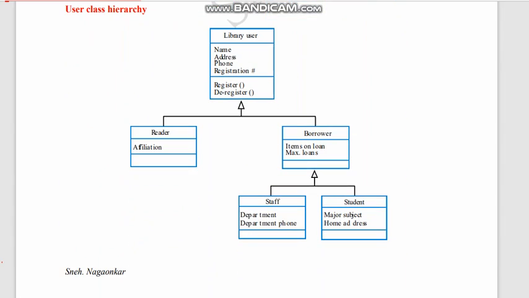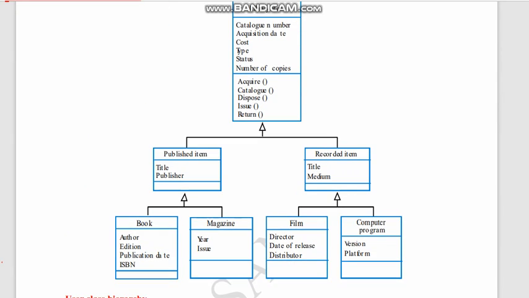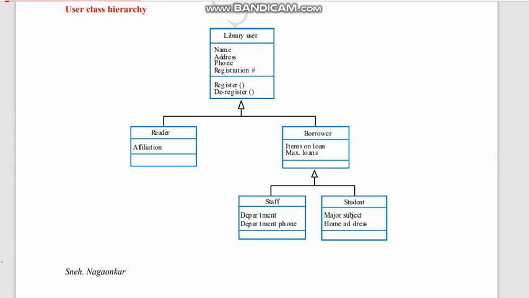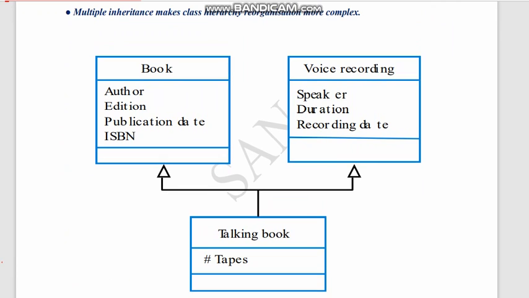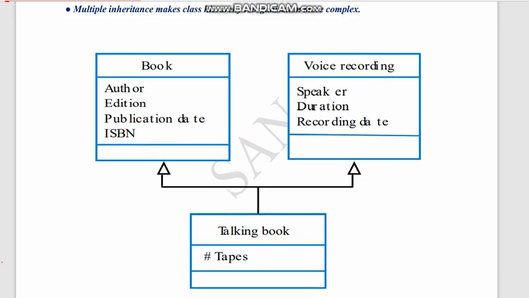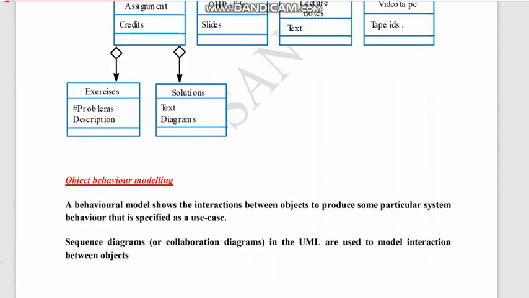This is the class diagram of a library, and this is specifically a library user class. This is a concept of multiple inheritance, where you can see book and voice recording are there, and from both these classes the talking book class is derived. This way also you can draw the class diagram. This is object aggregation. In aggregation it is showing the rhombus. The rhombus is going to indicate the relationship.